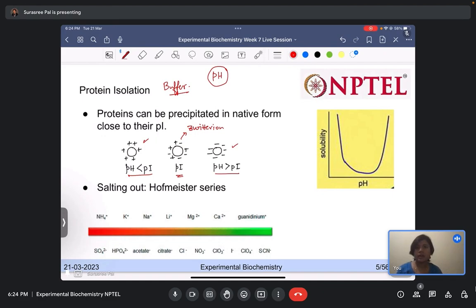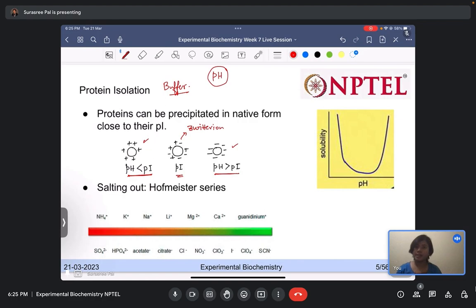Now we know that in ion exchange chromatography, the protein is either positively charged or negatively charged, and depending on that we either use anion exchange chromatography or cation exchange chromatography. Now to maintain this anionic or cationic form of the protein, we also have to maintain the pH of the buffer. So if the pH of the buffer is less than the protein pI, then the protein will be positively charged, and for a positively charged protein we can use a cation exchanger, and for a negatively charged protein we can use the anion exchanger.